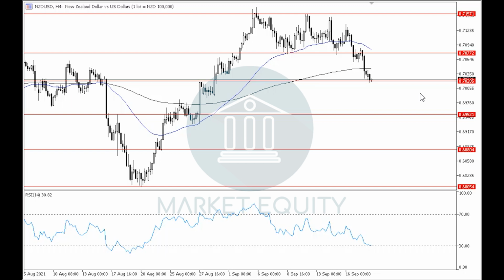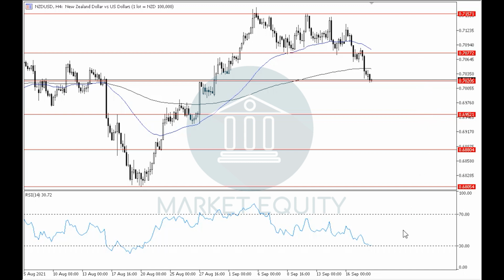Recently, the pair broke down through level 0.7075 and is currently being traded around level 0.7020, which, by breaking down through this level, will support the continuity of the downtrend in the 4-hour time frame as well as the daily time frame, and will continue to target around level 0.6950 as a primary target in the downtrend.